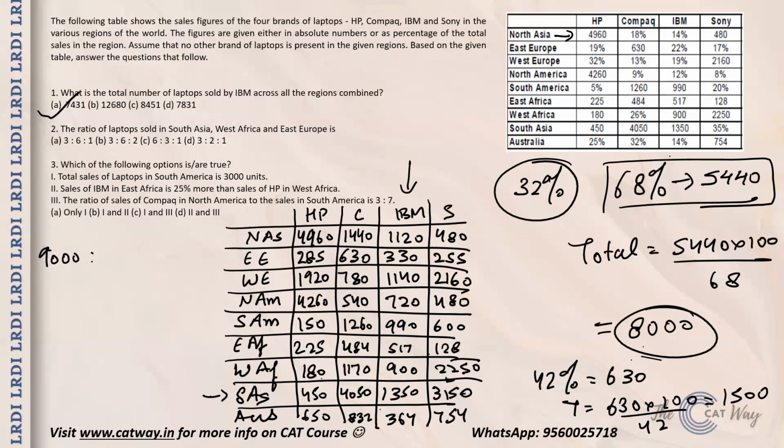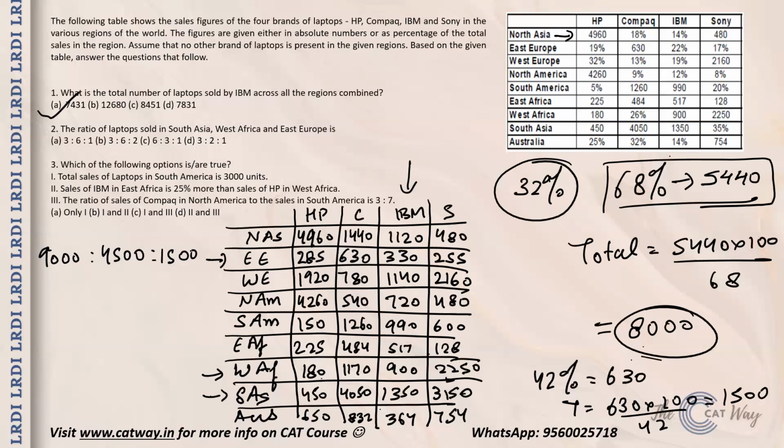Then the second region that has been given to us is West Africa. So if you calculate West Africa, it is 180 plus 1170 plus 900 plus 2250. Okay. So in West Africa, the total sales was 4,500. Okay. Now the third is East Europe. So East Europe is over here. So that is 285 plus 630 plus 330 plus 220, 255. The total comes out to be 1,500.